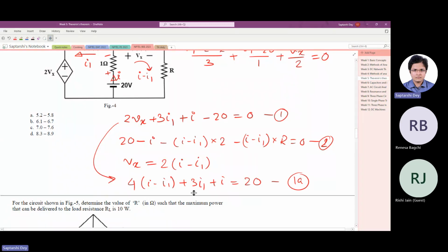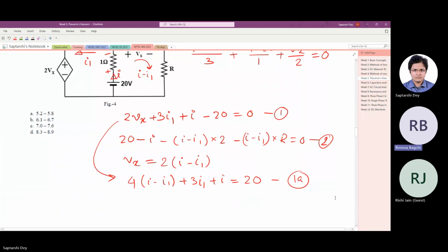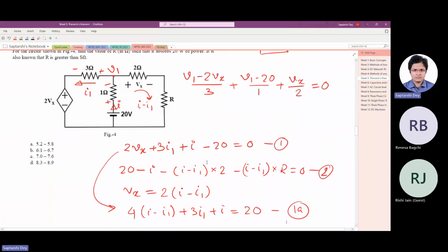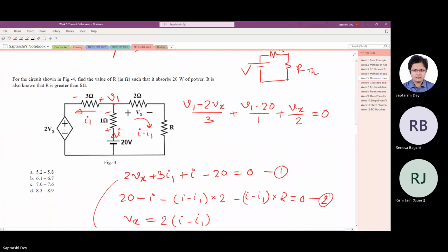Can you solve? Hello, sir. Sir, can you kindly just listen to my equations once more, please? Okay, go ahead. It will be V1 minus 2Vx by 3 plus V1 minus 20 by 1 is equal to 0. And another will be V1 by 3 minus 2Vx by 3 is equal to 20. So then Vx will be coming 0 and V1 will be coming 50.